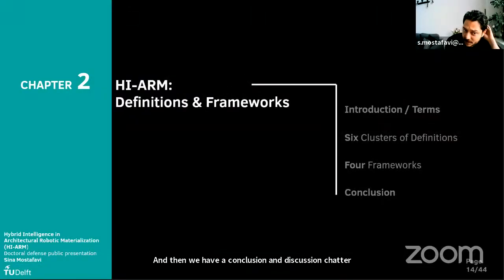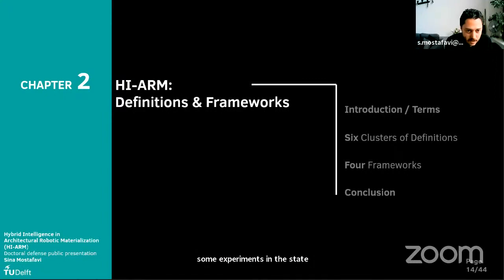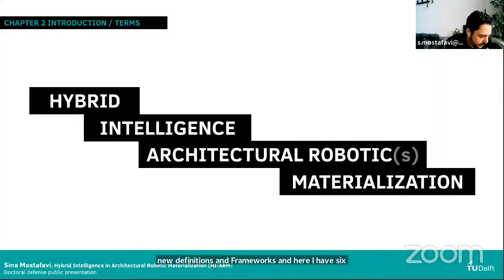Chapter 2, as I mentioned, is about definitions and framework. I do not follow a conventional literature review structure, and I try to use my own experiments, but also some experiments in the state of the art or the background research, to come up with new definitions and frameworks. And here I have 6 definitions and 4 frameworks.